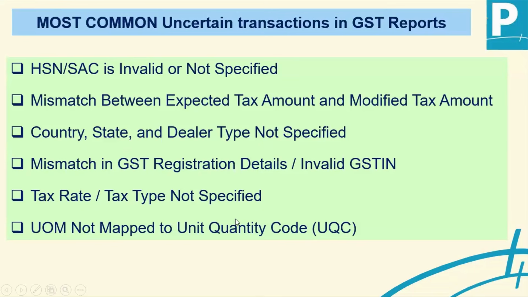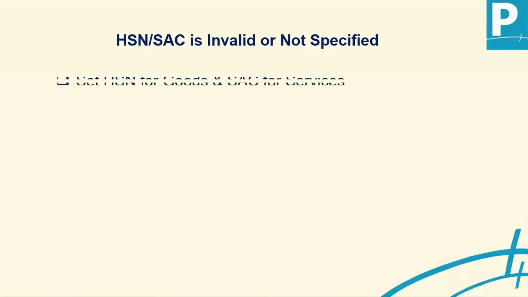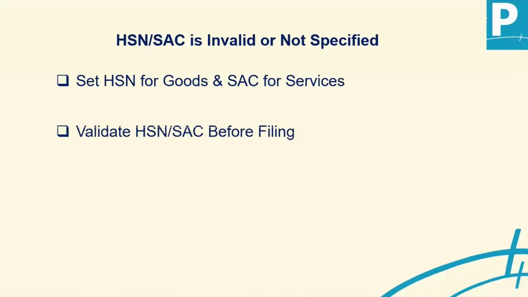Similarly, UOM is also a one-time effort that you would have done correctly. This tax rate not specified you will get frequently. This mismatch expected would come, but for this also I recommend you to put it in the ignoring value, right? HS and SAC anyway, in the immediate near future, we are going to get HS and SAC validation also in Tally.